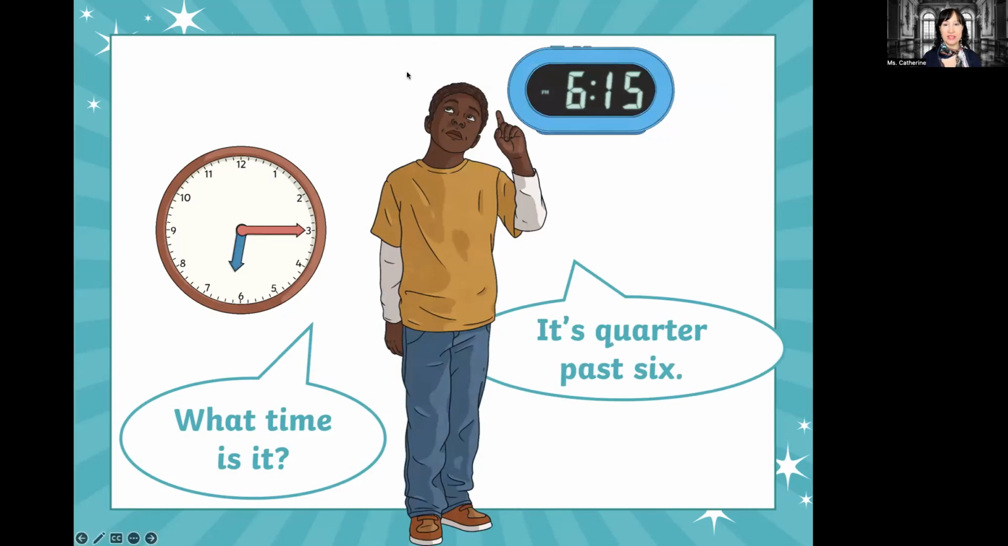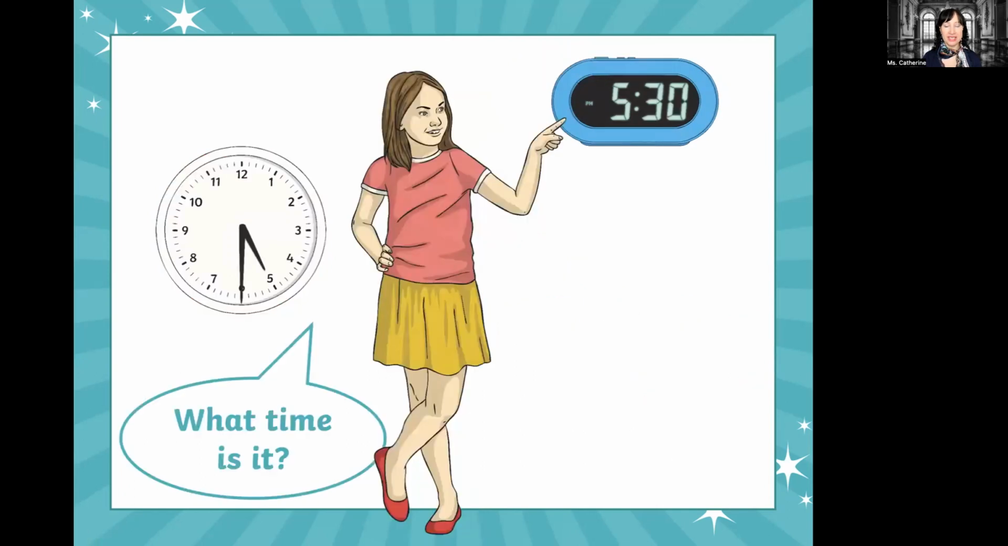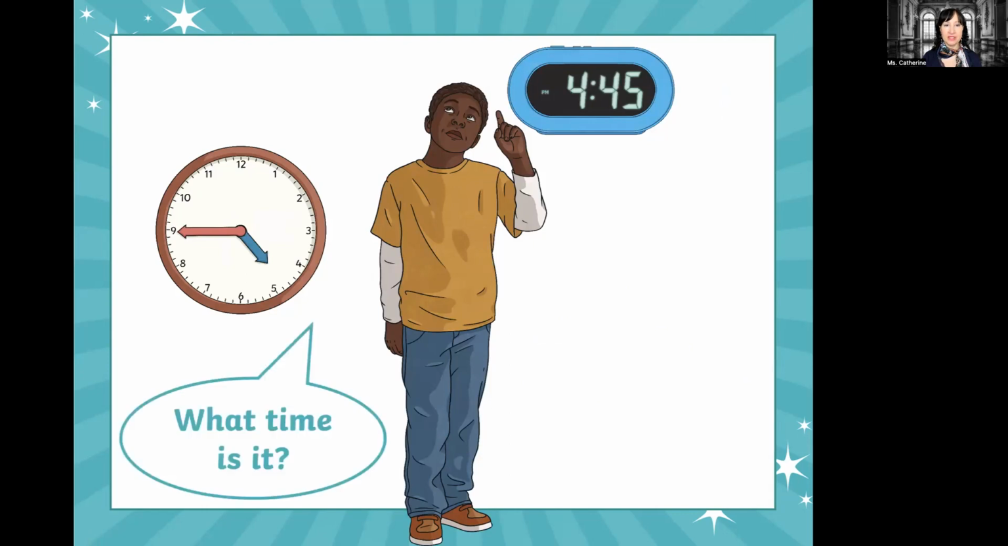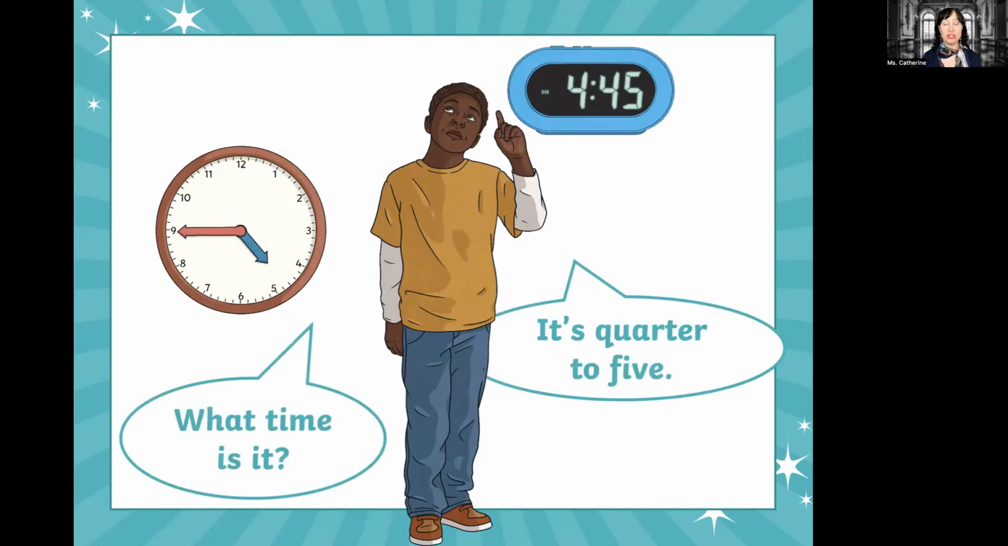6:15. Now we can say 6:15 p.m. Or we can say it's 6:15. Okay. What time is it? It's 5:30. We can also say it's 5:30 p.m. What time is it? It's 4:45. 4:45 is the same thing as 4:45 p.m. Good job.